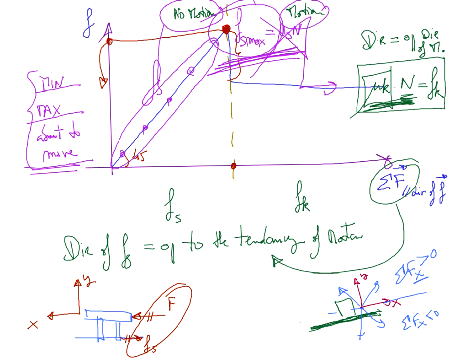First question, is my system moving or not? If it's moving, you know it's Fk. Fk is the easy case. You know its magnitude and its direction. If it's not moving, you know it's Fs.